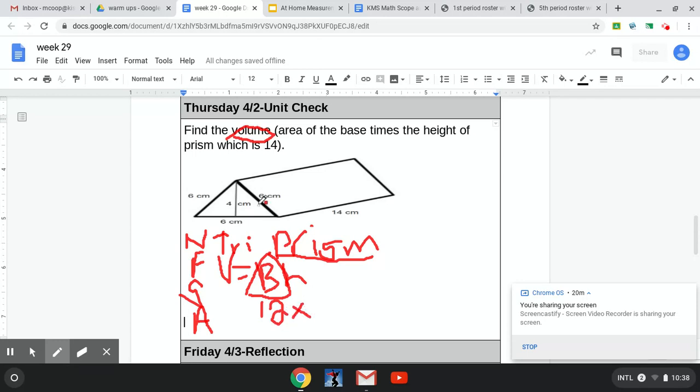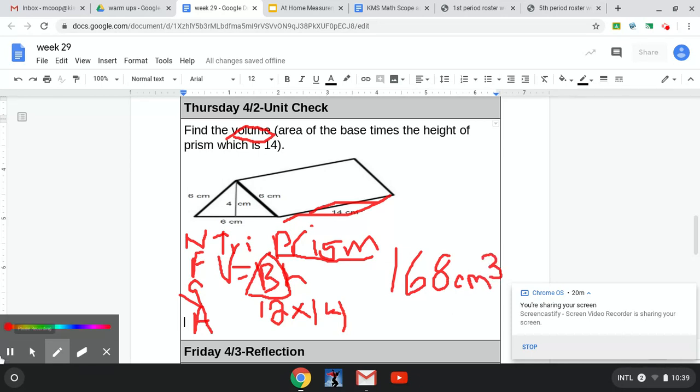And if I was laying this on the triangle, the height of the prism would be this line here, which is 14. So your answer is the answer to 12 times 14, which would be 168. Your unit of measurement is centimeters, and since this is 3D, and since we're finding volume, that's centimeters cubed.